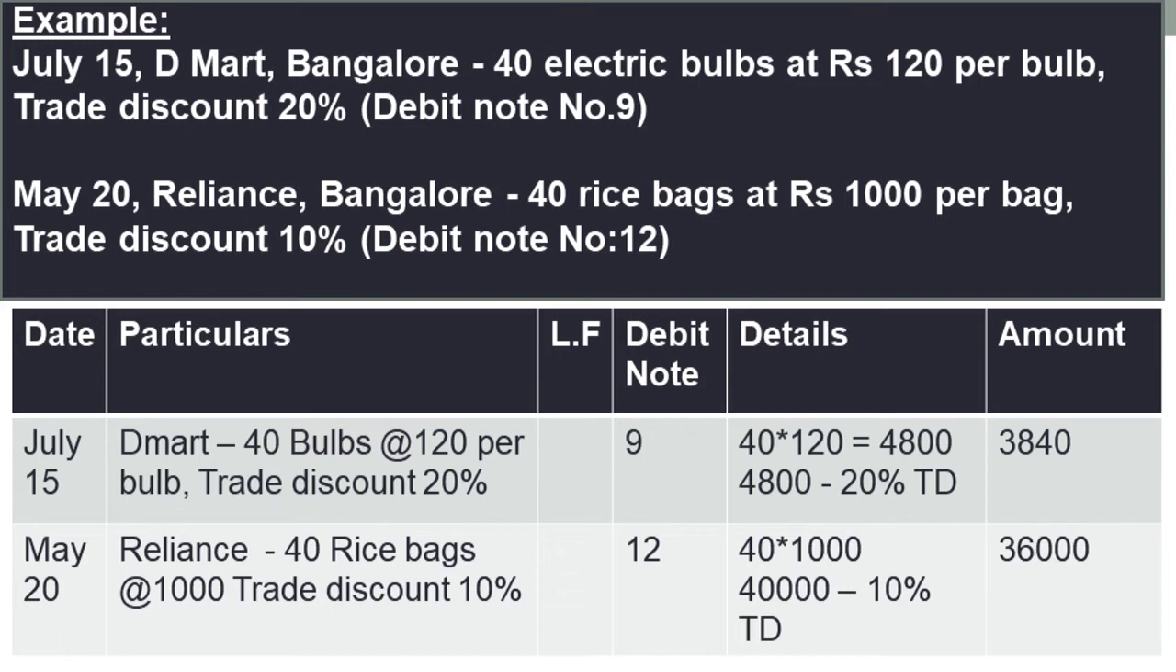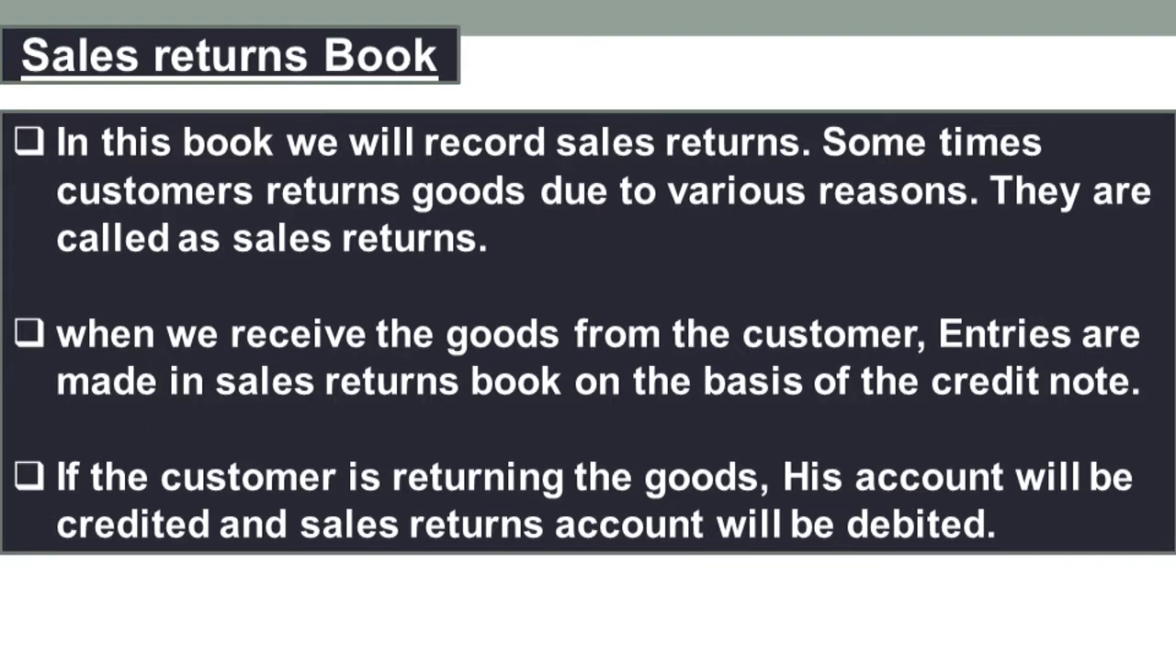That 36,000 we will mention in the total amount column. Now we will see what is sales returns book. In this book we will record sales returns. Sometimes customers return goods due to various reasons. They are called as sales returns.